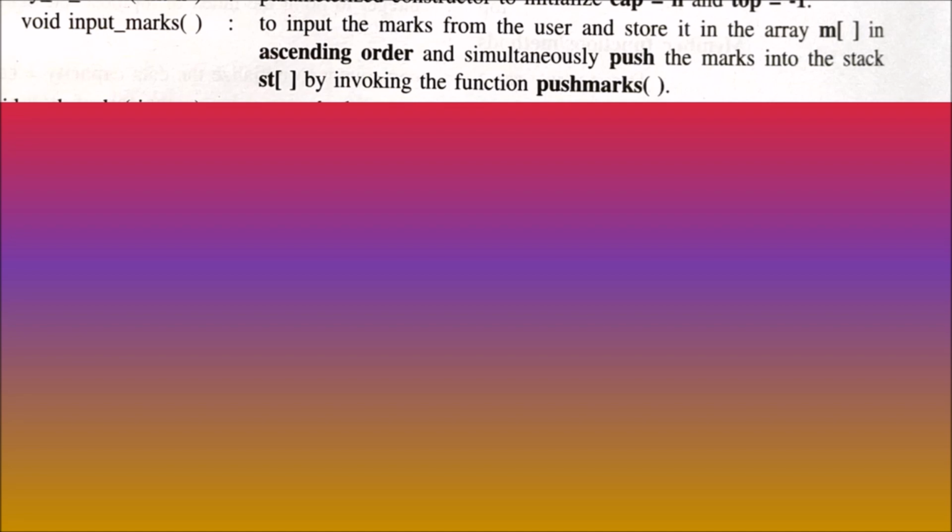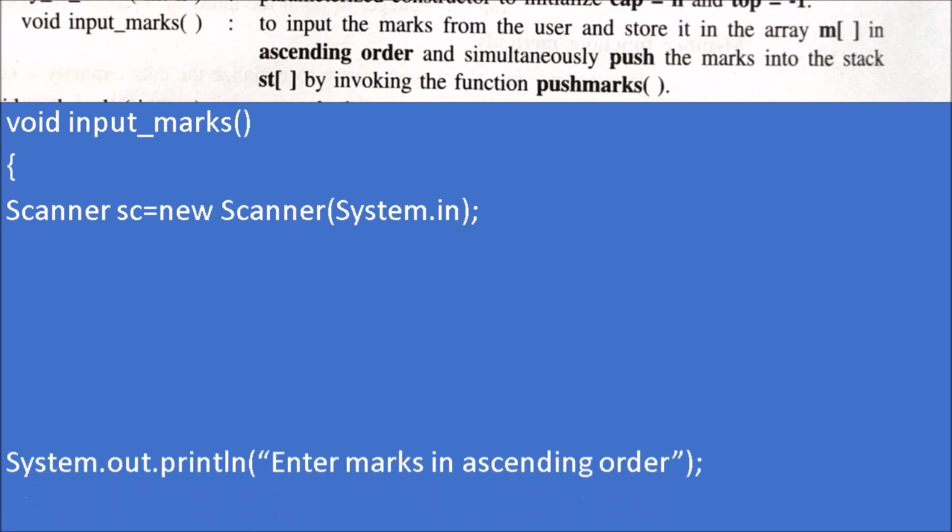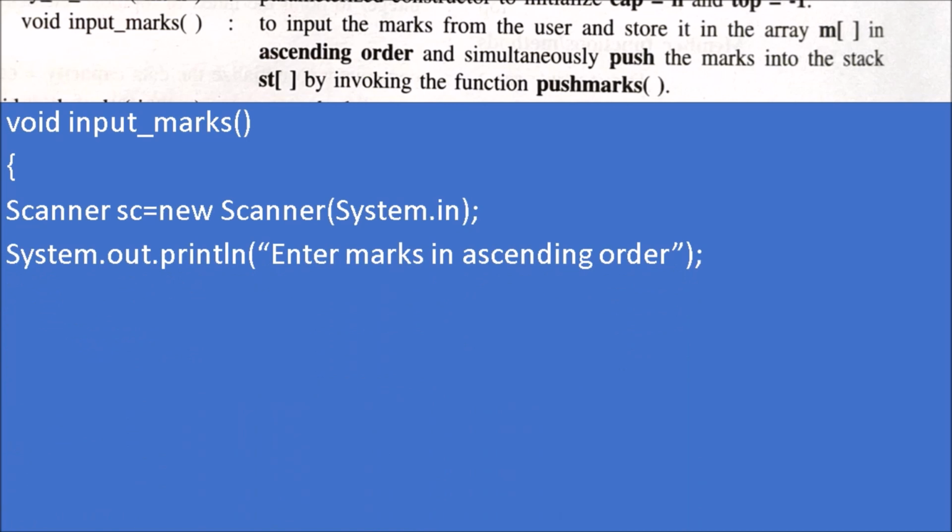Now we will see the next function, that is input marks. It inputs the marks from the user and stores them in the array m in ascending order, and simultaneously pushes the marks into the stack st by invoking the function pushMark. You can see void inputMarks. For any input function, your first statement should be the scanner object creation. So we can write Scanner sc, this is the object, equals to new Scanner(System.in). Then we ask the user to enter the marks in ascending order as per the question requirement.